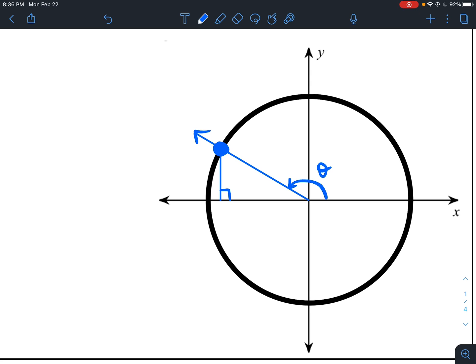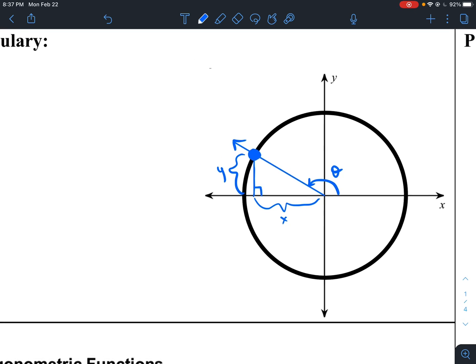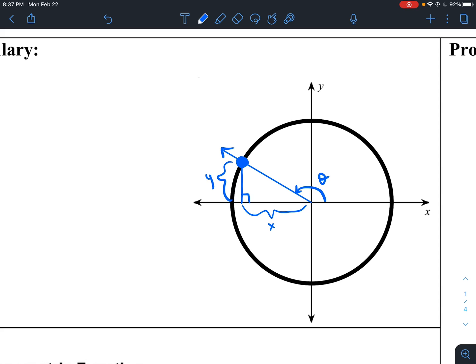Now this distance right here is called x. This is how much on the x-axis we go until this side of the right triangle. And then of course we have the y direction, so how far up from the x to where the terminal side and the circle intersect. Okay.